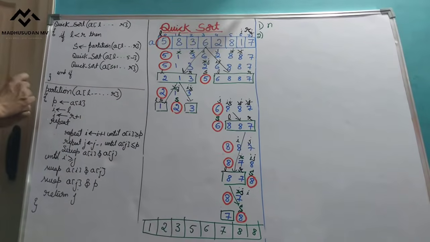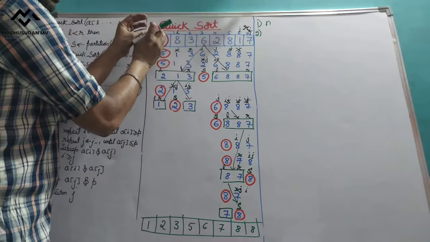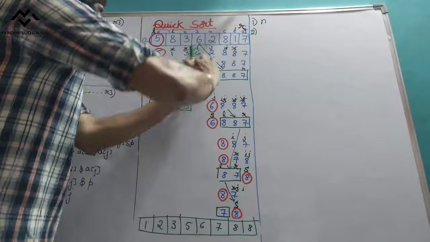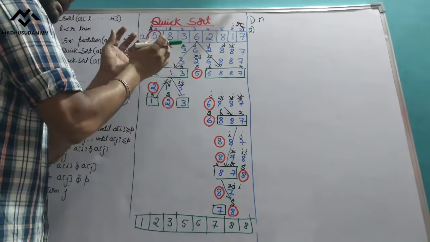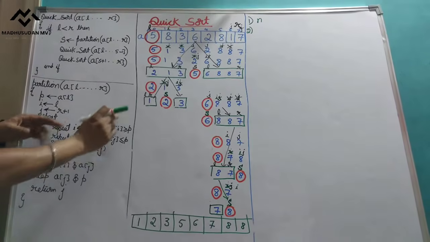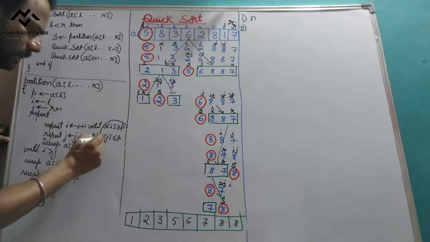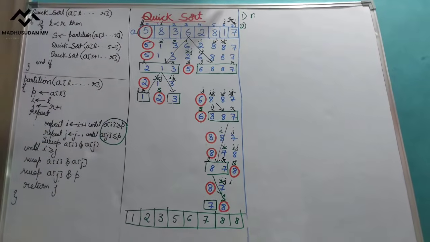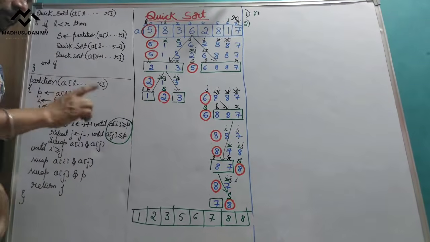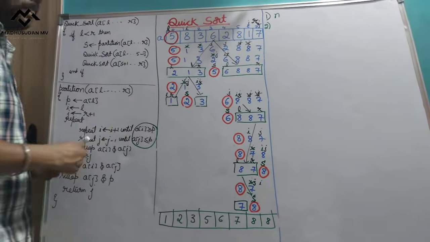See here, actually what we are doing: we are selecting one item, and based on that item we keep lesser elements on one side and greater elements on the other side. For keeping lesser elements we do a left scan, and for keeping greater elements on the other side we do a right scan. So these two are the basic operations. For all the previous algorithms we had only one basic operation, but for this one these two are the basic operations. Okay, so that is done.